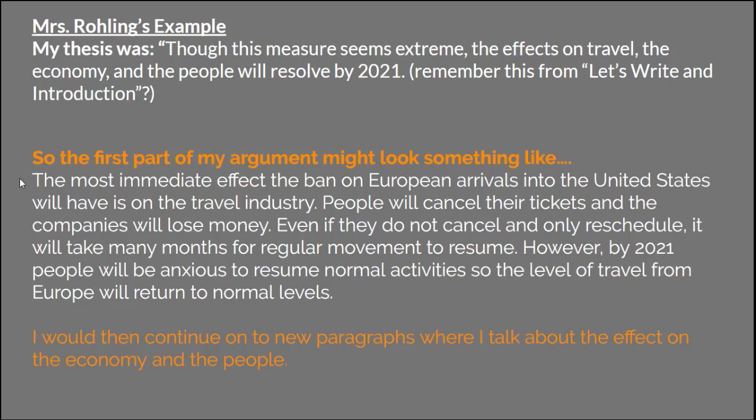For example, the most immediate effect the ban on European travel into the United States will have is on the travel industry. People will cancel their tickets and the companies will lose money. Even if they do not cancel and only reschedule, it will take many months for regular movement to resume. However, by 2021, people will be anxious to resume normal activities, so the level of travel from Europe will return to normal levels. So I've said it's impacting travel for 1 year.